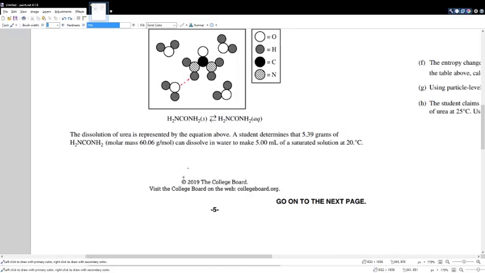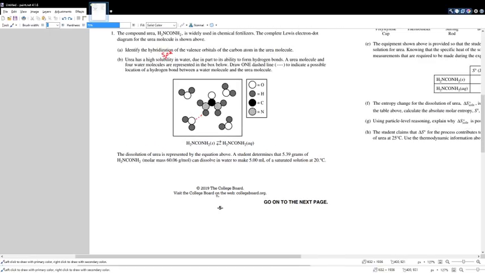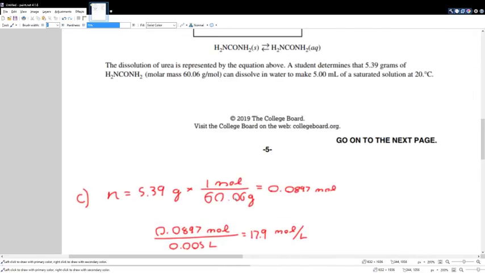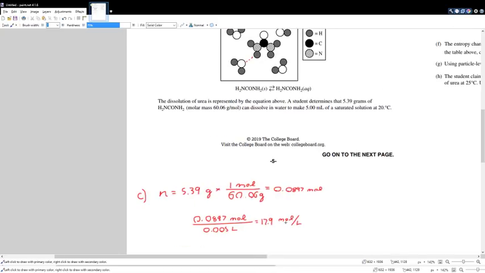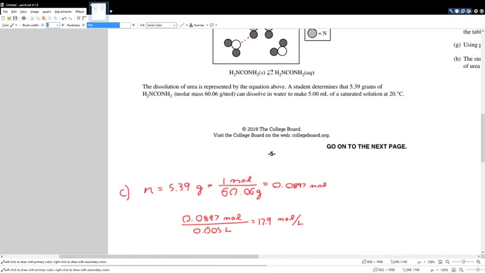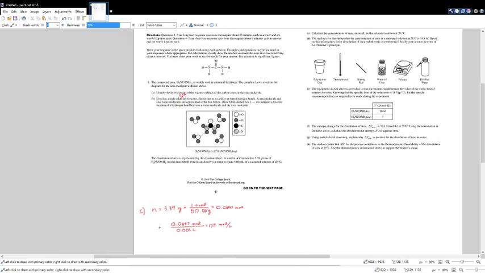And the dissolution of urea is represented by the equation above. This chemical reaction here. The student determines that 5.39 grams of urea can dissolve in water to make 5 milliliters of a saturated solution at 20 degrees Celsius. So this is as simple as converting your grams to moles. So 5.39 grams, for every 60 grams there's 1 mole, and that'll come out to 0.097 moles. And then you divide your amount of moles by the total volume of the solution. Don't forget to convert to liters, and you'll get 17.9 moles per liter.